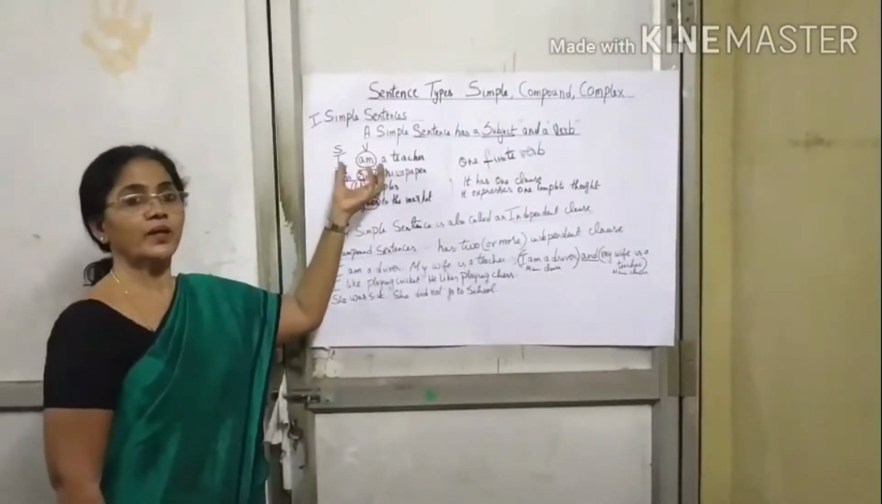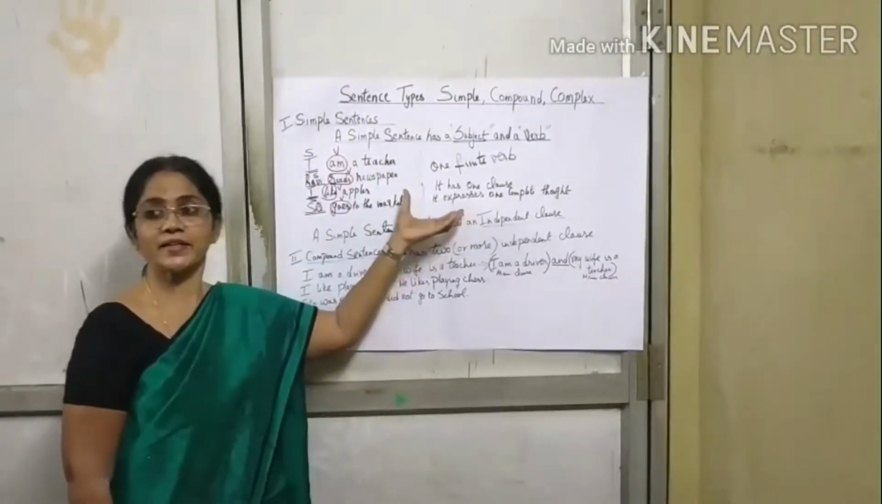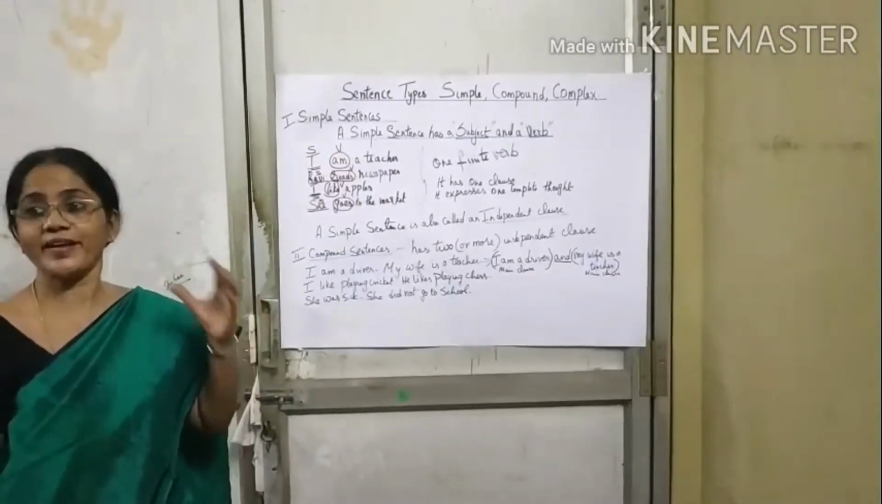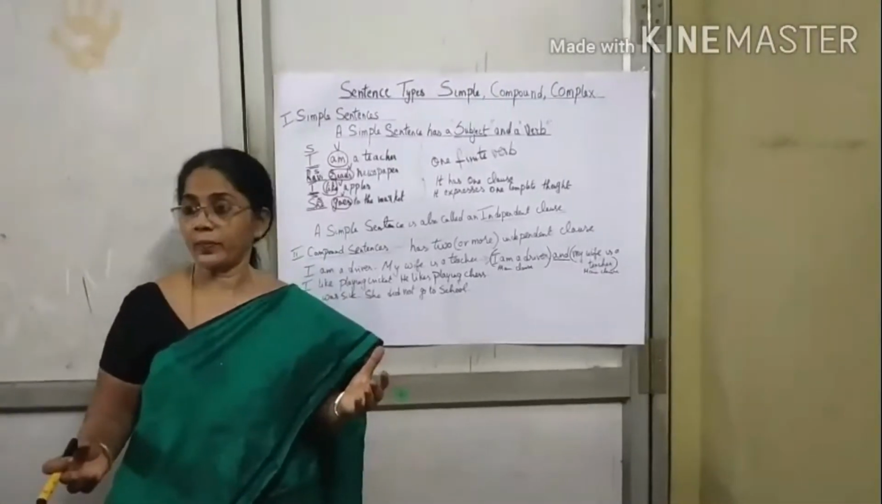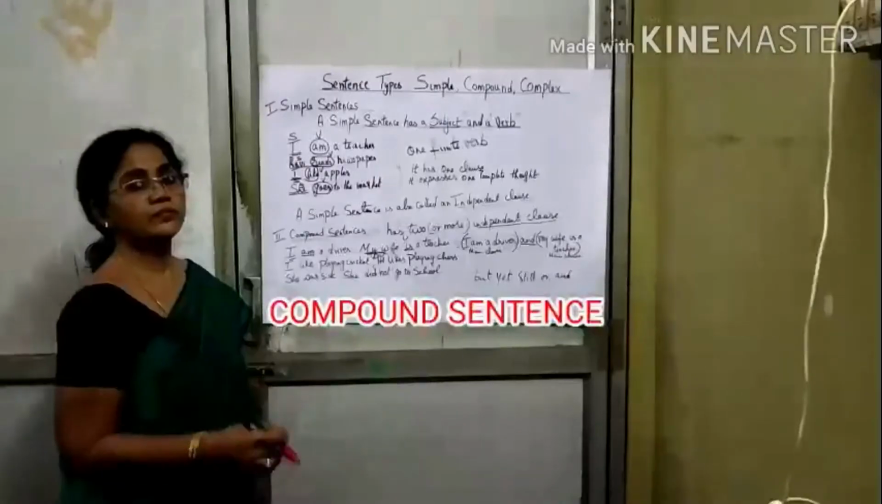What is a verb? A verb denotes action. You know that. It not only denotes action, it also expresses state of mind, state of being. For example, honey is sweet, milk is white, and so on. So the verb is there.